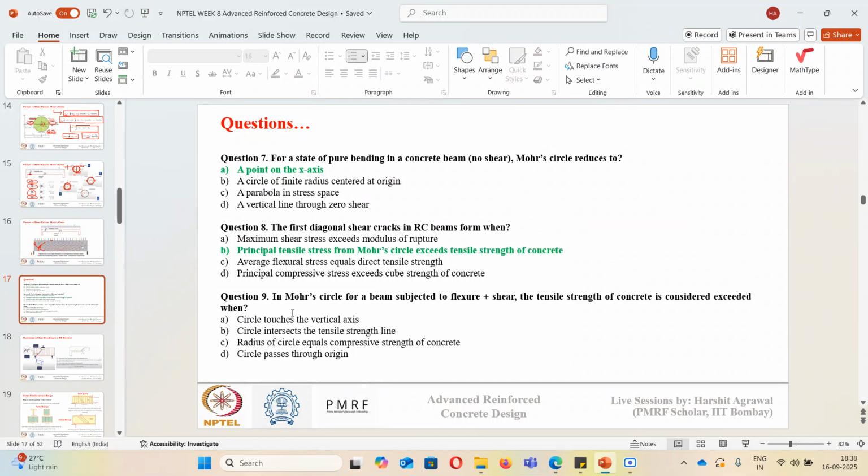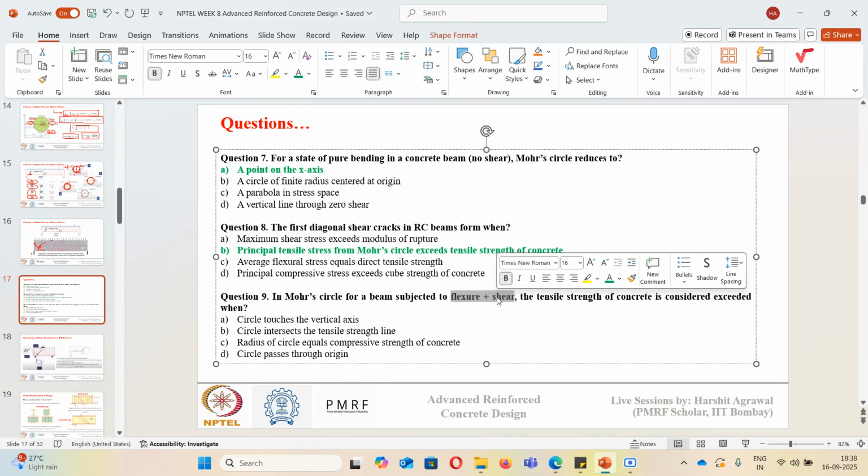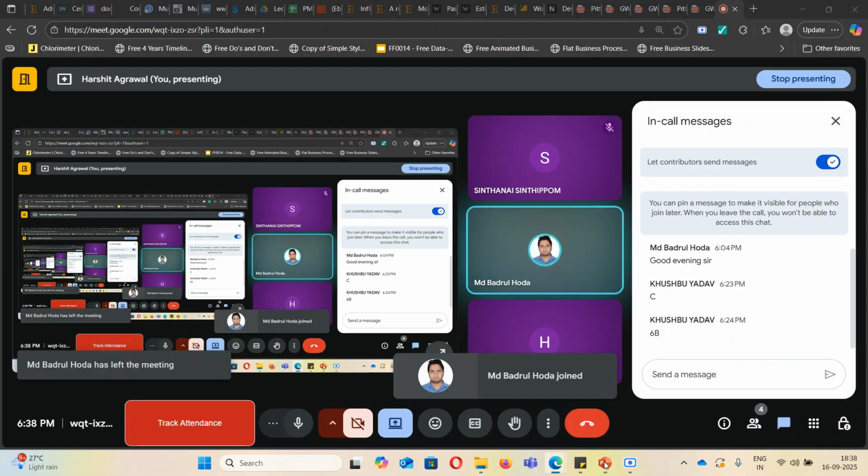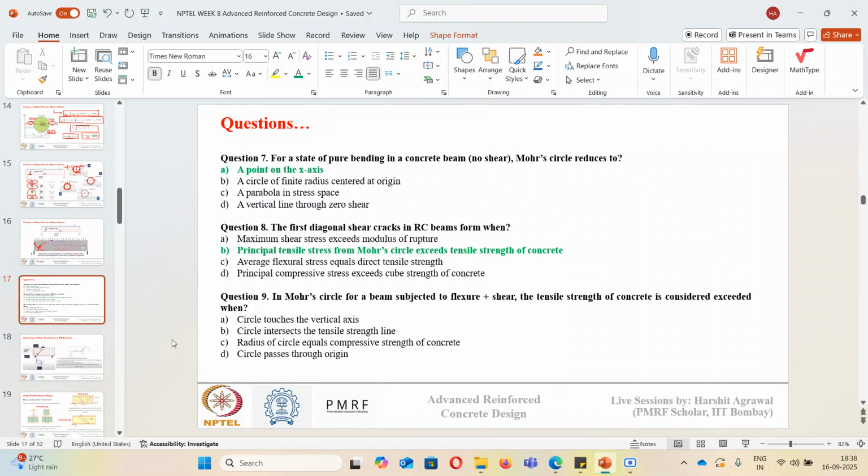Question number 9. In the Mohr circle for a beam subjected to both shear plus flexure, the tensile strength of concrete is considered exceeded when? I am discussing question number 9 right now. In the Mohr circle for a beam subjected to shear plus flexure, when the tensile strength is considered to be exceeded, the stress has exceeded the tensile strength of concrete.